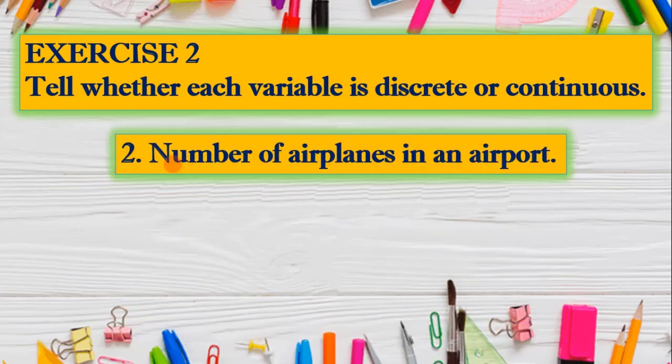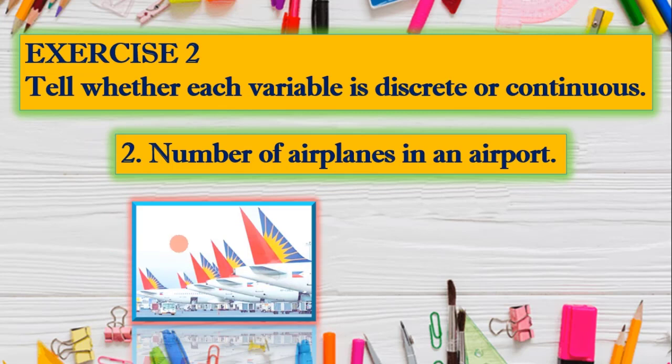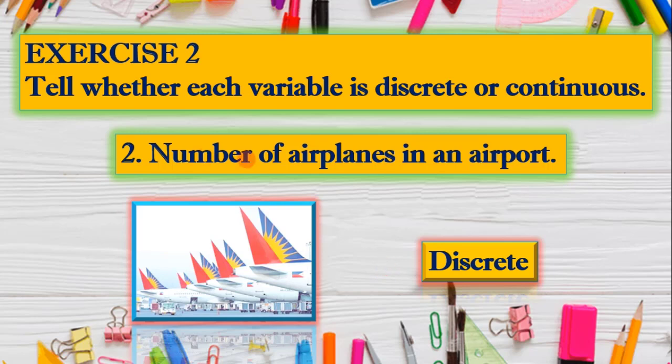For number 2, the number of airplanes in an airport. This time, we have to count this, so it's a discrete variable. The number of airplanes in an airport is a discrete variable. There is no such thing as, say, for example, 5.5 airplanes in an airport. We cannot do that. We can only quantify the number of airplanes using counting numbers.